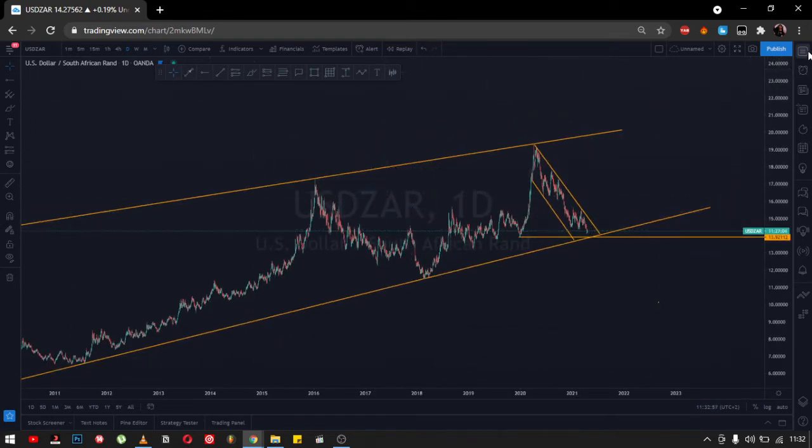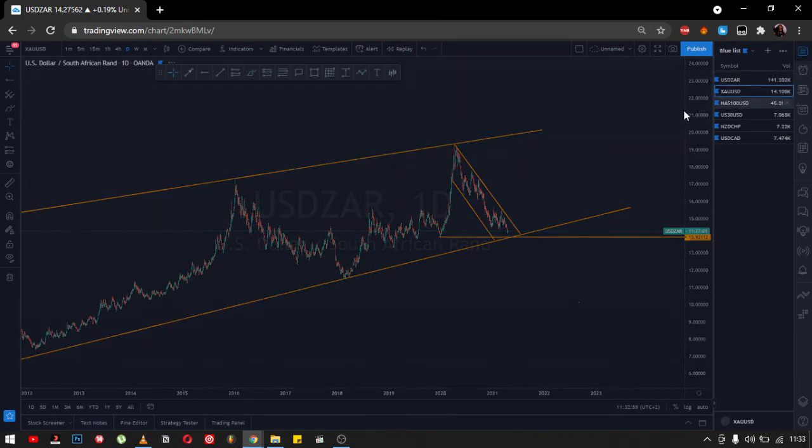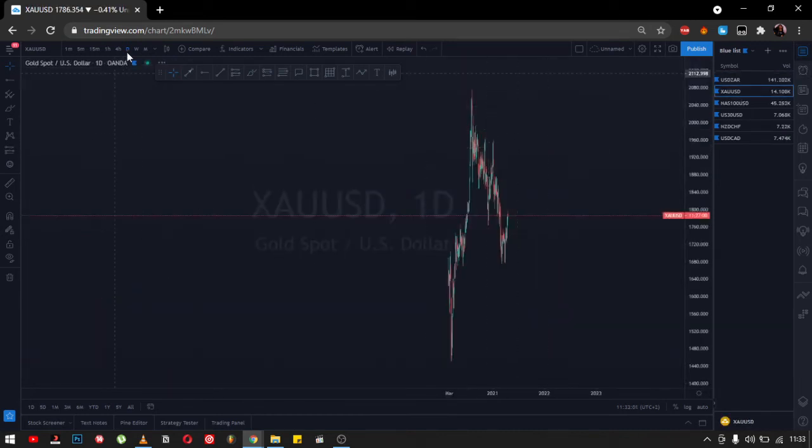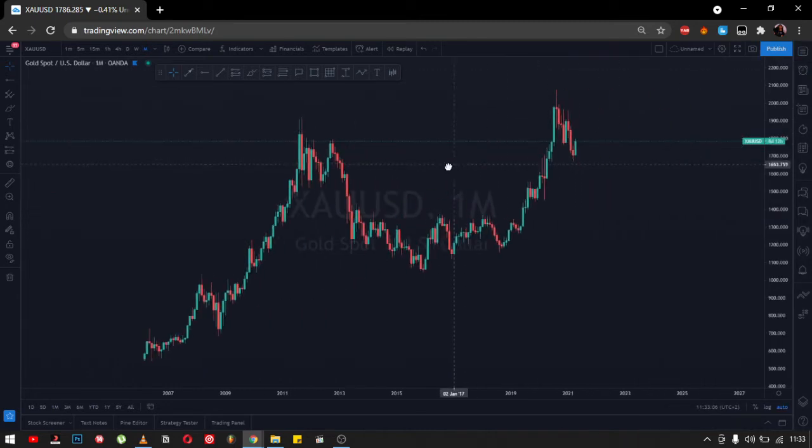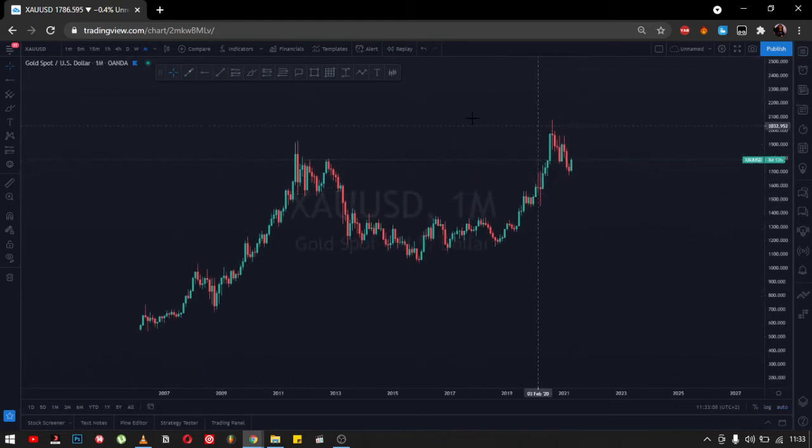So going to the next pair, we're checking out gold. Starting on the monthly, the reason why we start on the monthly is just to see the size of the monthly candle that we're currently on. As you can see, guys, it's a very bullish candle. So what we have here are two tops.